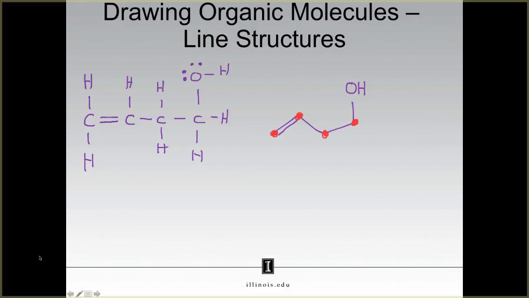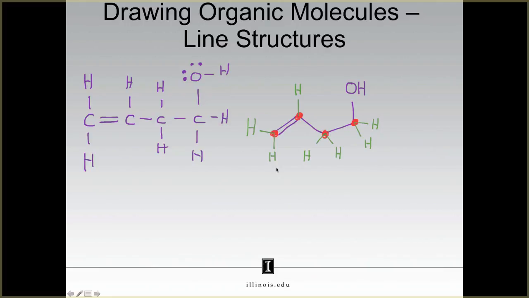In a line structure, the hydrogens are implicit. They are not drawn, but we know they are present. Let's go ahead and draw in the implicit hydrogens in this line structure. Hopefully you can see how these hydrogens in the line structure map on to the hydrogens in the original structure on the left. You can see this carbon here on the left had 2 hydrogens attached to it, and this carbon here on the left also has 2 hydrogens attached to it.